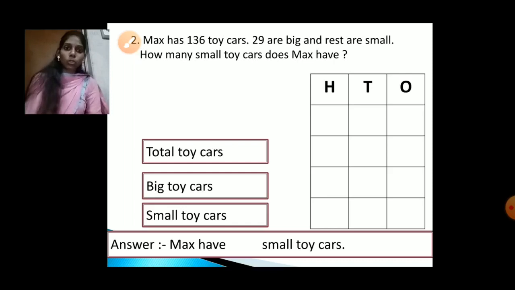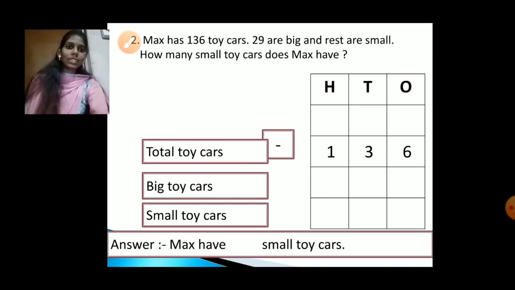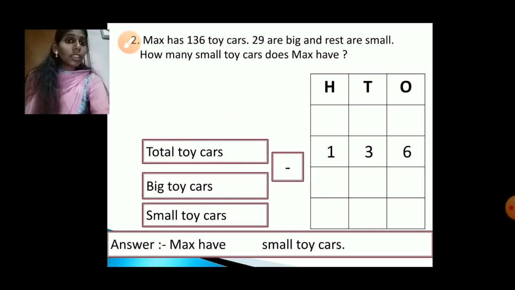So first we will write total toy cars. Now tell me how many total toy cars are there? 136. So 6 we will write under the ones place, 3 we will write under the tens place and 1 we will write under the 100 place. Now subtraction. What is the sign of subtraction? Minus. So we will write minus because we have decided the operation, that is subtraction. And big toy cars are 29 only. So 9 we will write under the ones place and 2 we will write under the tens place. Now we will subtract this number.